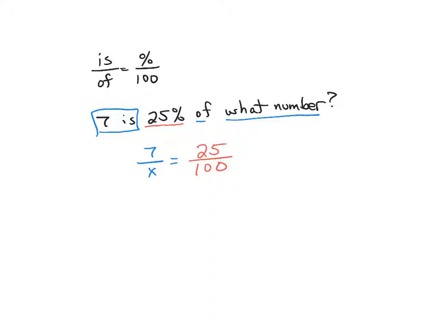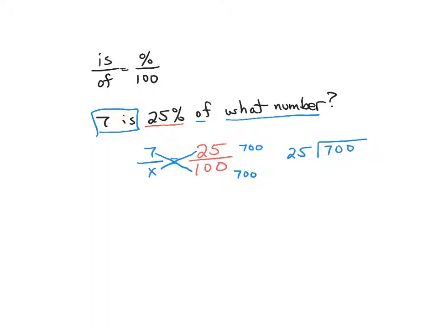Then I'm going to put an equal sign, and I'm going to use the idea of cross products again. 7 times 100 is equal to 700. So I know 25 times something also has to equal 700. So I'm going to have to figure out 25 times what gives me 700.